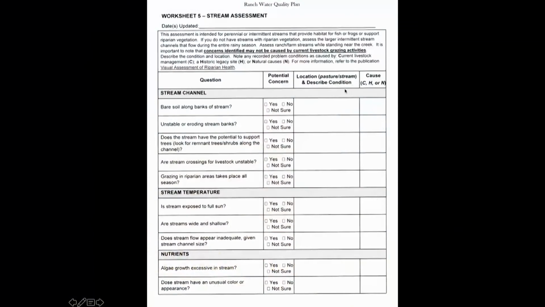You will use Worksheet 5 to evaluate your ranch stream water quality concerns. Worksheet 5 looks like this. There's a series of yes and no questions grouped into sections to help you identify potential locations and sources of water quality pollutants from impacts such as sediment, temperature, nutrients, and pathogens.